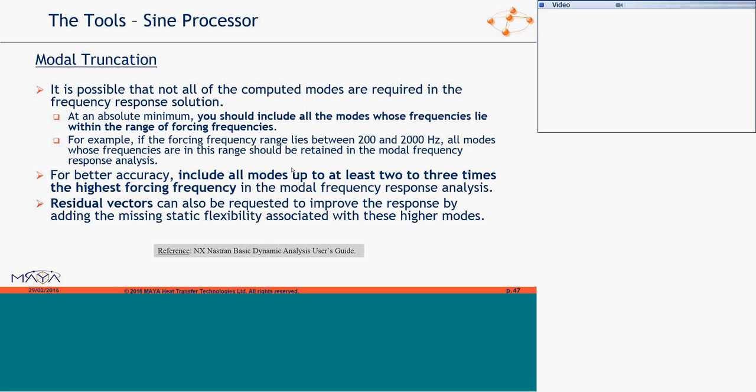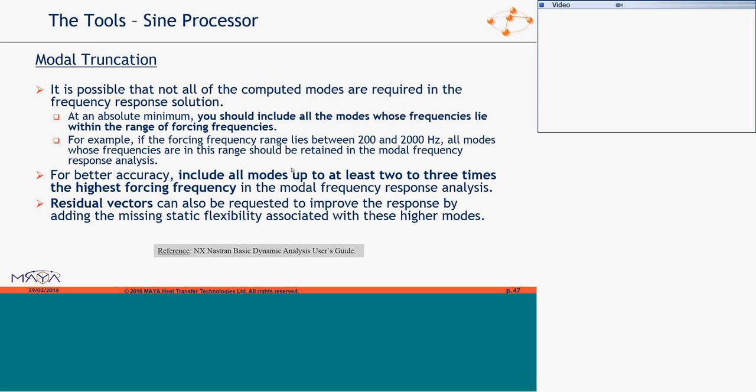But Nastran recommends that you include all the modes whose frequencies lie within the range of the forcing frequencies as a minimum. If you're exciting up to 100 Hertz, then you should at least compute all the modes to 100 Hertz. Absolute minimum. And for better accuracy, this guide recommends that you compute modes up to at least 2 or 3 times the highest forcing frequency. So if you go to 100 Hertz, you should compute all the modes to 300, which is overkill, but that's really covering the basics.